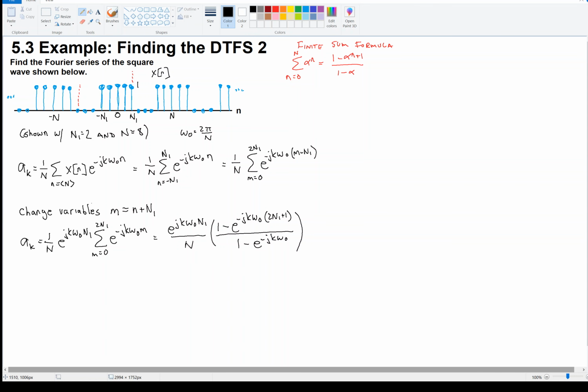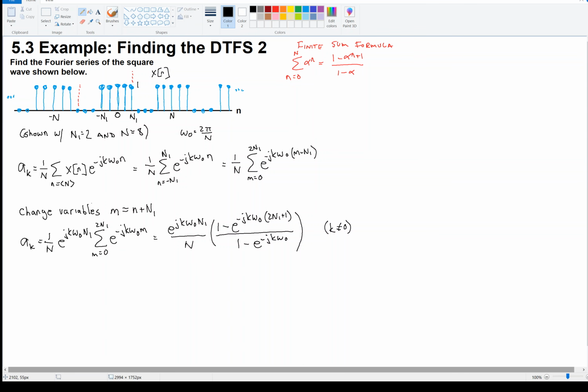Okay, so we've evaluated that sum. Now, notice that when k is equal to 0, we have an issue. When k is equal to 0, e to the 0 is 1, and so this denominator is 0. And the numerator is also 0. So this does not apply when k is equal to 0. Okay, so we're going to come back to that, but let's first find the k equals 0 term.